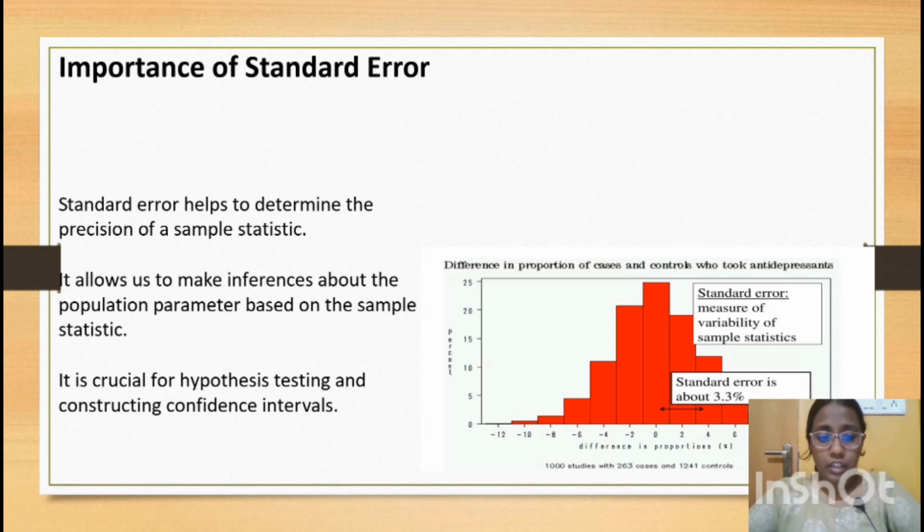So here is the graph of percent versus difference in proportion. The standard error here is about 3.3%. This measures the variability of the sample statistics. This graph tells about the difference in proportion of cases and controls who took antidepressants. This study is done on about 263 cases and 1241 controls.